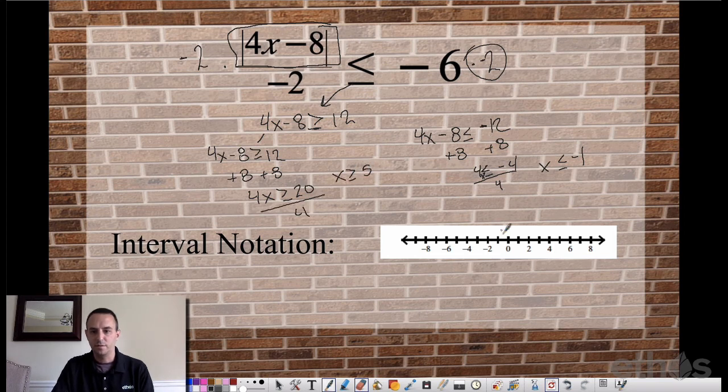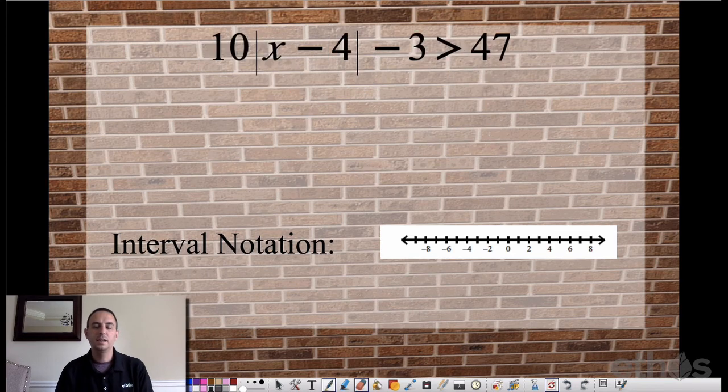So x is greater than or equal to 5 puts us right here. X is less than or equal to negative 1 puts us right here. Got to fill in both these circles. And then we get our interval notation of negative infinity all the way to negative 1, or 5 all the way on to infinity. So we have parentheses and brackets around the numbers. All right, that kind of gets us all through the steps.